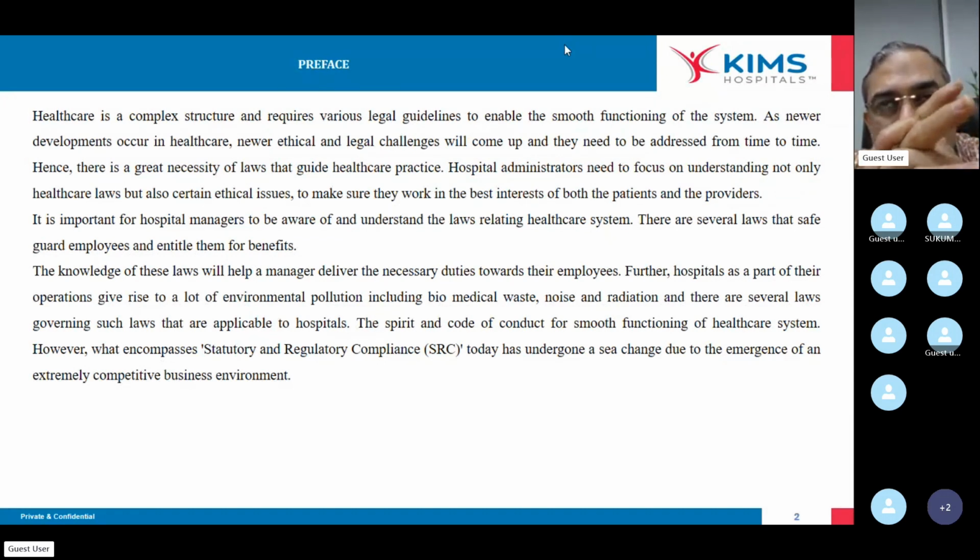In order to save cost, they will have lesser staff to work for them for more hours. So just to be competitive, to save cost, to earn more money, to show more business, they will do things which are not in the interest of the staff or the patient or the doctor. They will just try to see how they can save money or how they can earn more money.